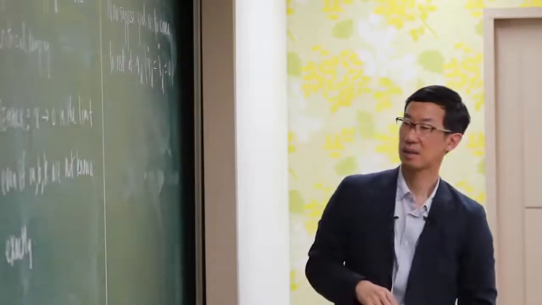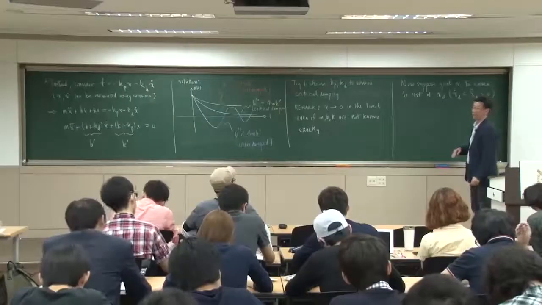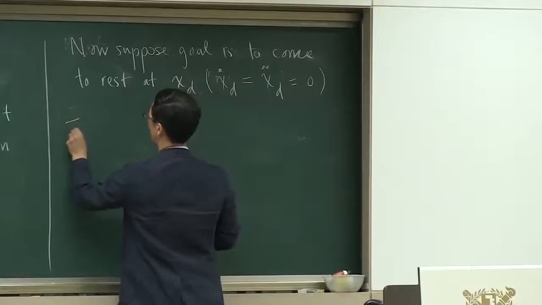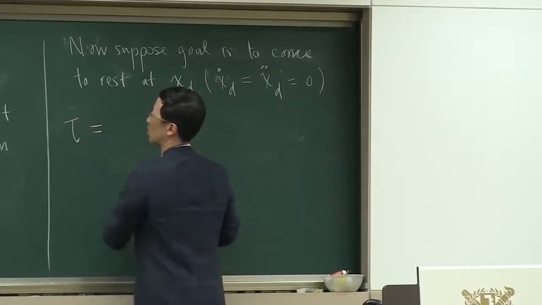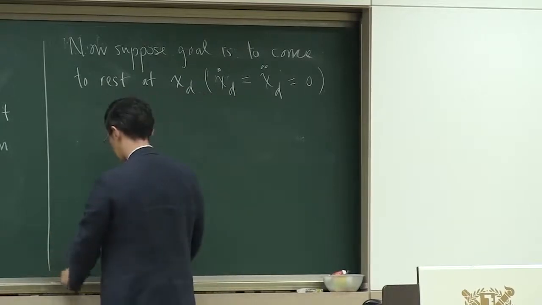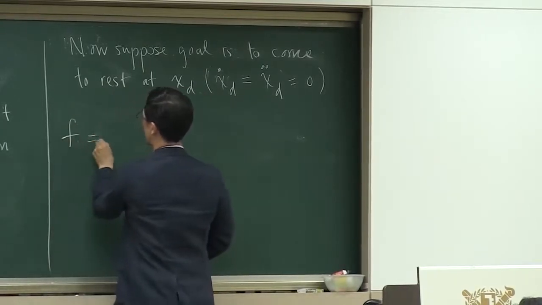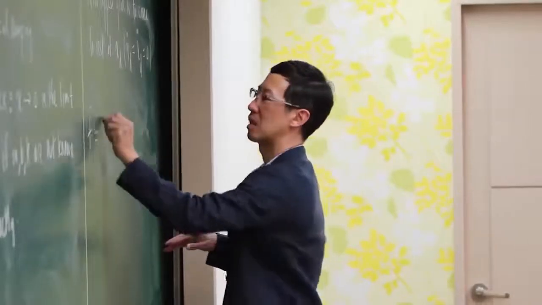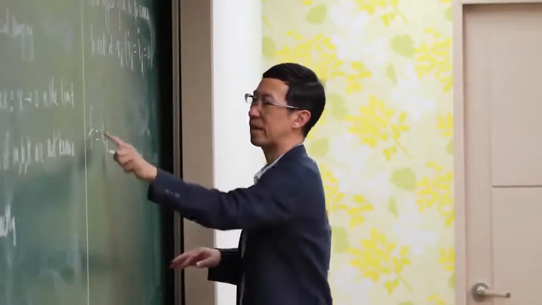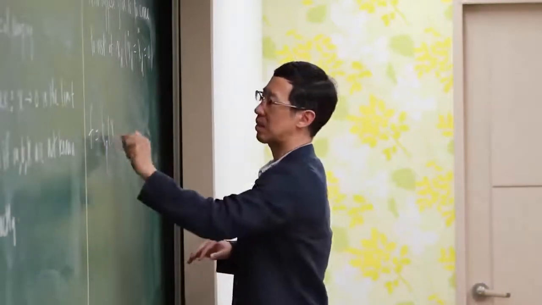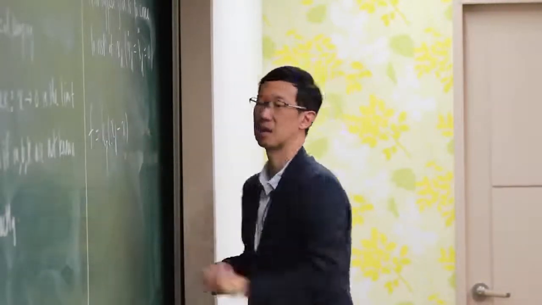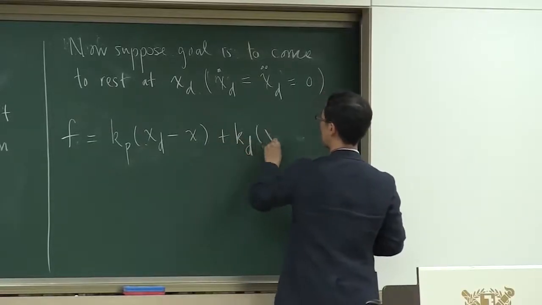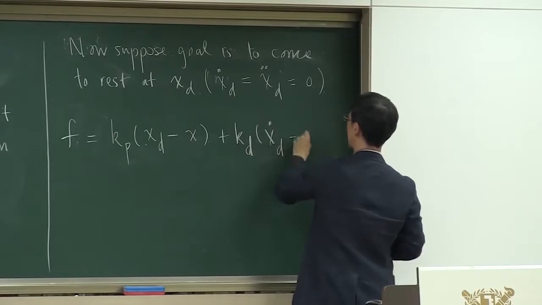We want that. So in this case, it's a very straightforward modification. Just change your f, sorry, it's not tau, it's f, to be the following form: Kp, I'm going to get rid of the minus, but I'm going to put an xd minus x here, plus kd times xd dot minus x dot.